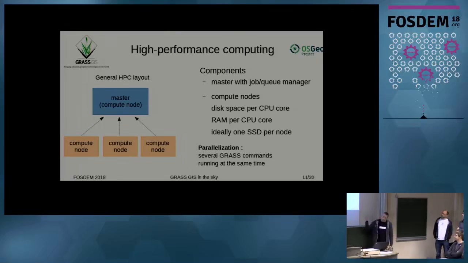Considerations when you're running GRASS on a high-performance computing system are the actual hardware resources available for each compute node. This is needed to tailor and design your workflow, how much load you can actually put on each compute node. Otherwise, you will get all sorts of problems. I'll come to these problems later on shortly. So the general idea here of parallelization is that we are running several GRASS commands or GRASS modules at the same time on the same compute node or on different compute nodes.